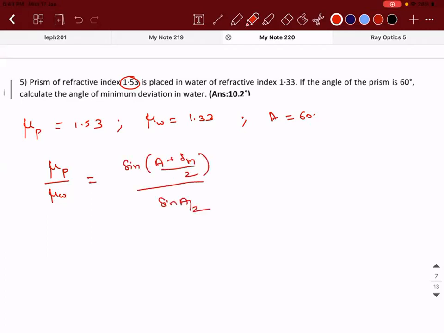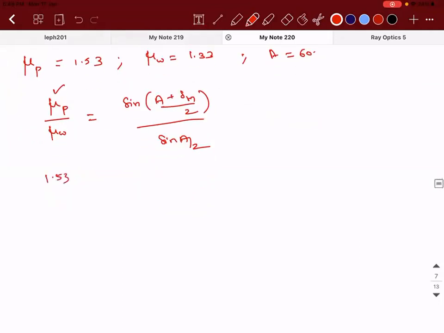Did you guys understand what is the difference? In the previous problem, refractive index of the prism with respect to air medium was sine of (A plus delta M) by 2 by sine A by 2. Now the outside medium is water. So it is going to be 1.53 divided by 1.33 is equal to sine of (60 plus delta M) divided by 2 divided by sine 30, which is going to be half.